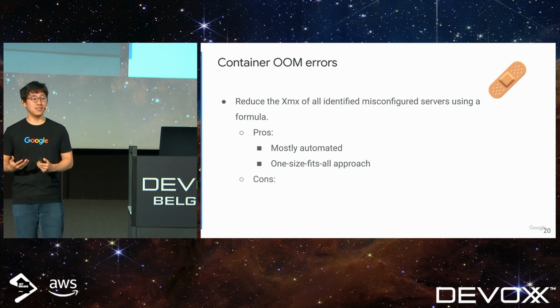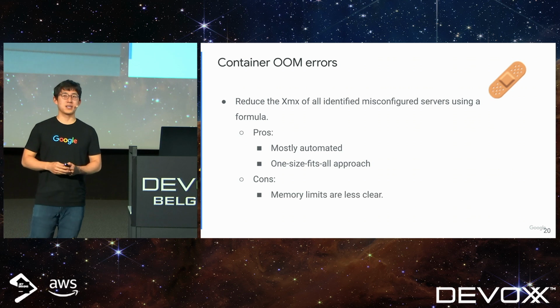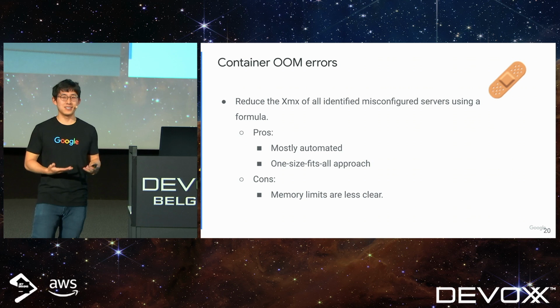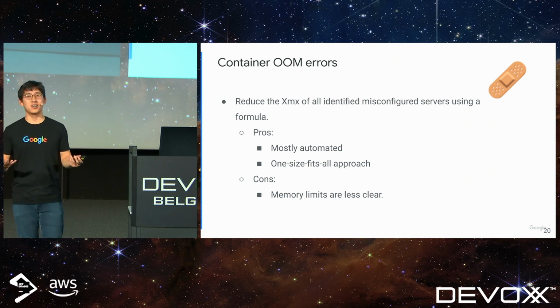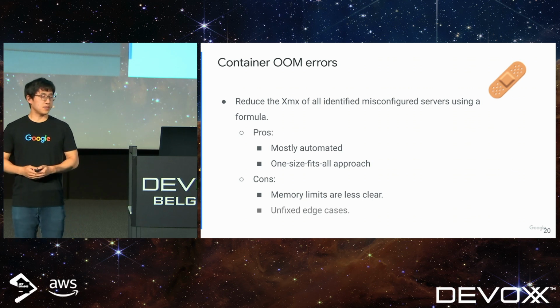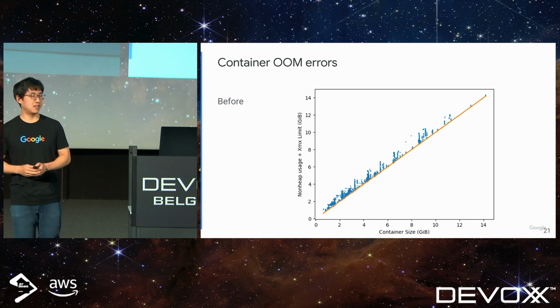And so it came with a lot of cons. One, the memory limits become a lot less clear. Because we're changing the XMX from under people's noses, they might be saying, hey, how come my job is not configured with the amount of XMX that I configured it at? And similarly, there's a lot of unfixed edge cases that you'll see in just a moment.